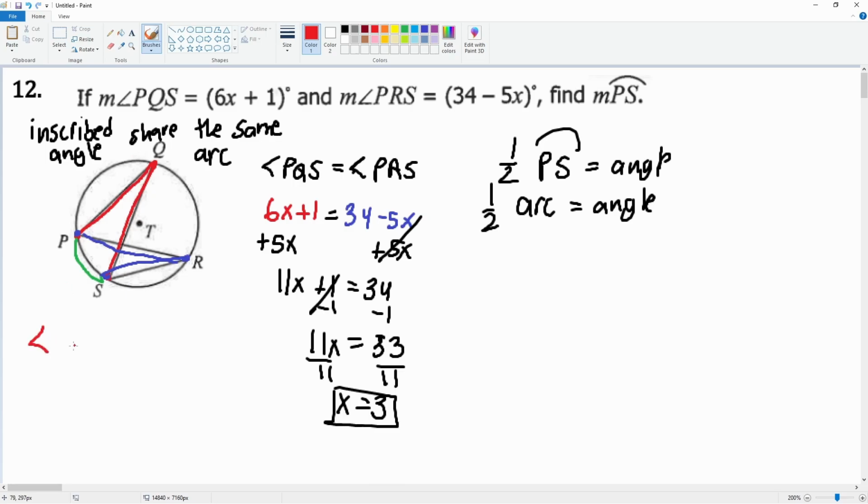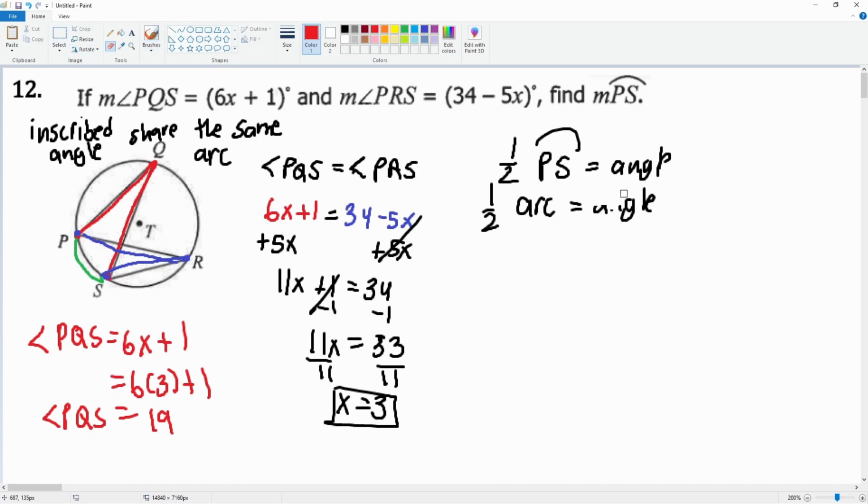So the angle of PQS is equal to 6x plus 1. Let's substitute that 3 in. 18 plus 1 is 19. So we know that the angle is 19. So I'm going to erase the angle. Right? And that is equal to, let's say, 19.